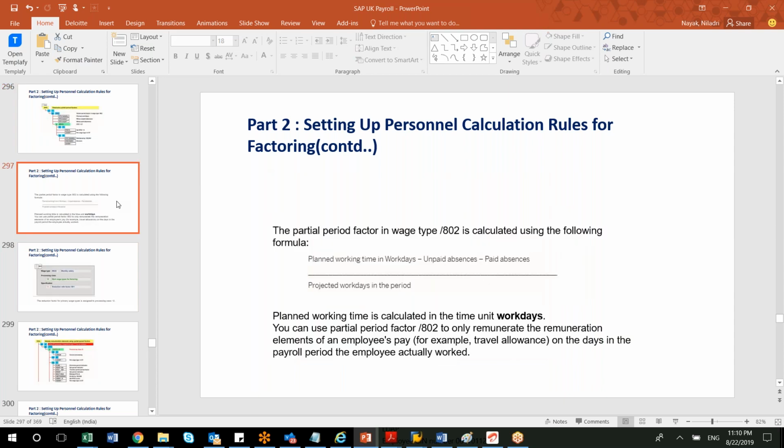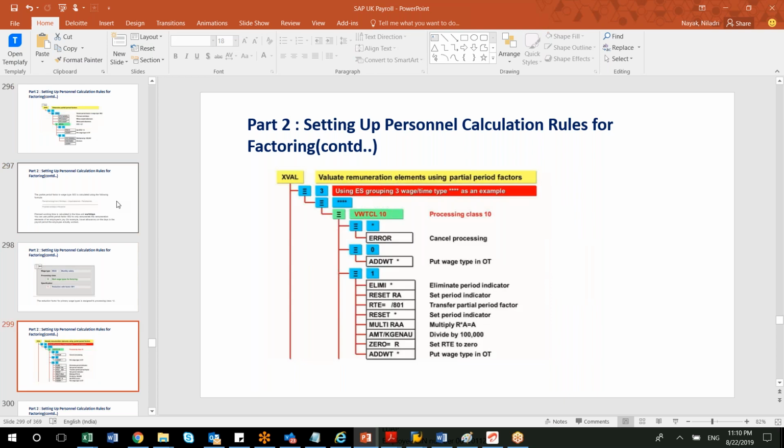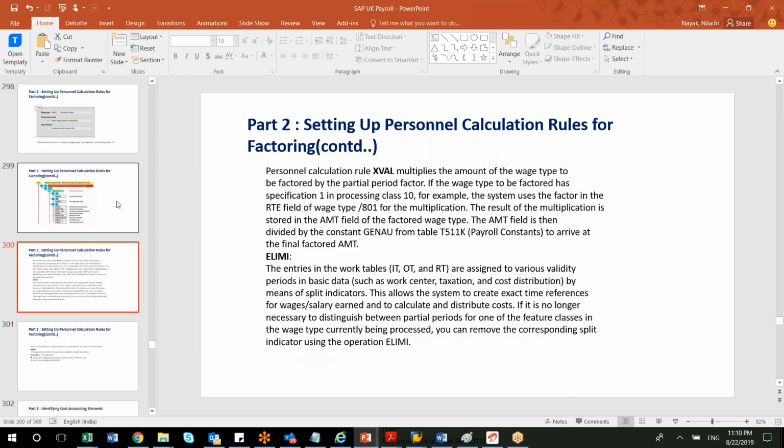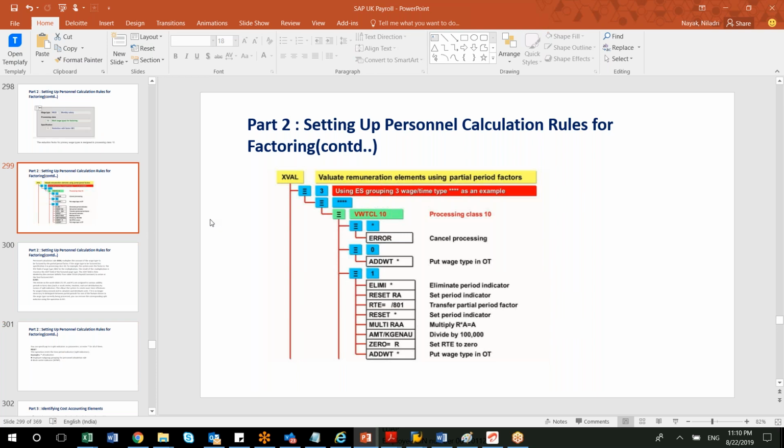And most important is you have to understand how these formulas are translated to these rules. Okay, and you just go through that. Similarly, we have another PCR for XBAL. This will also calculate all the remuneration elements due to the partial period factor.